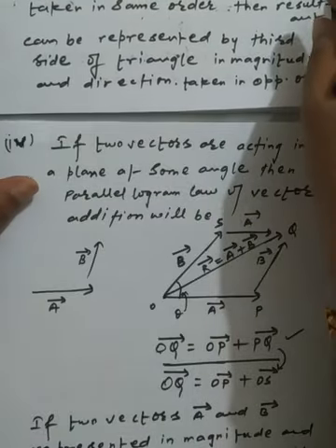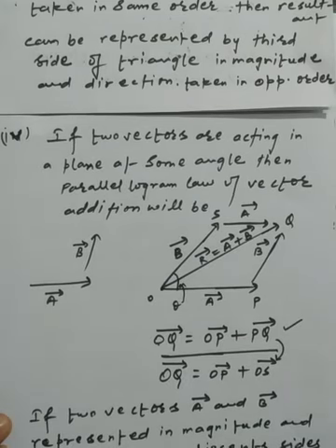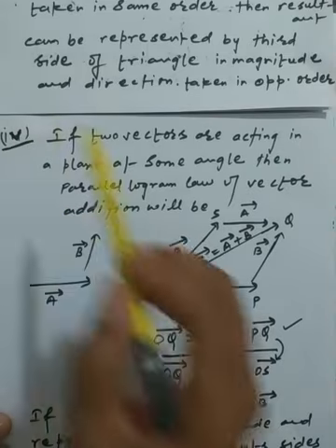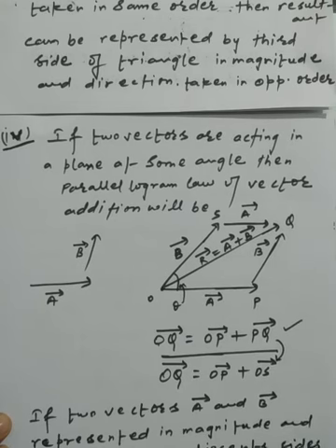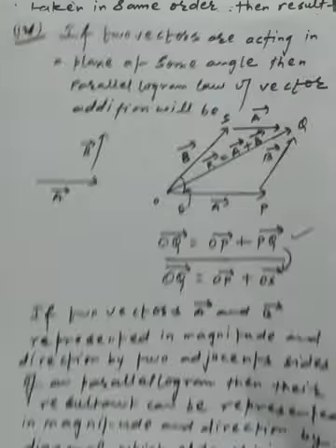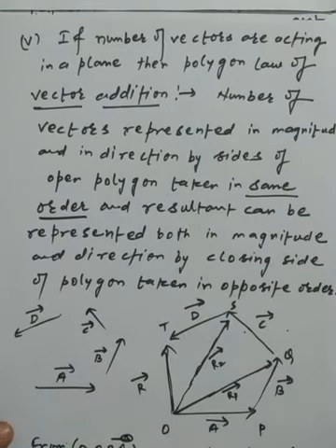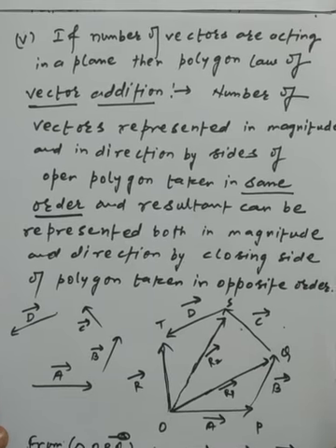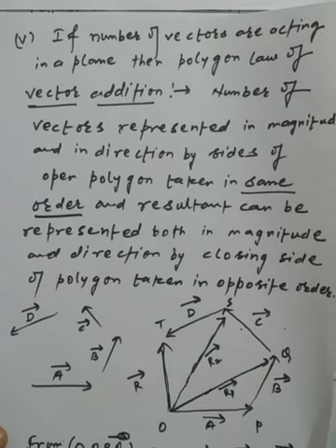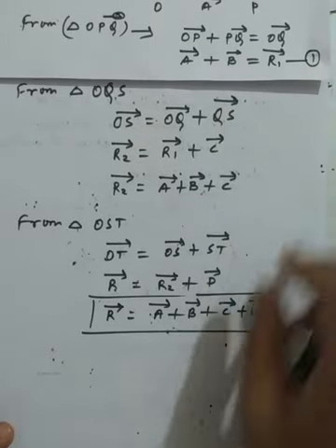Now the fourth option we have gone with is two vectors acting at some angle, where we want to apply the parallelogram law of vector addition. We take two adjacent sides of a parallelogram, and the resultant also originates from the same point. Next we discussed, if we have to resolve a number of vectors, the concept of the polygon law, in which we use the triangle law of vector addition repeatedly. So these are the general geometrical methods to resolve vectors.